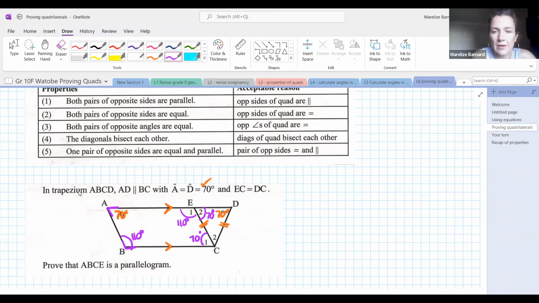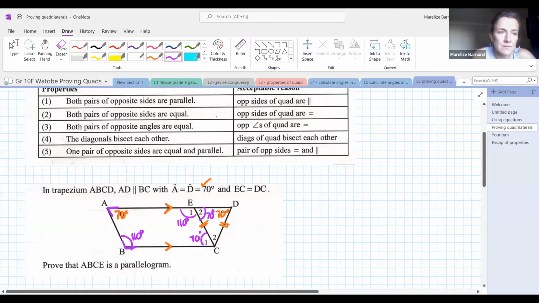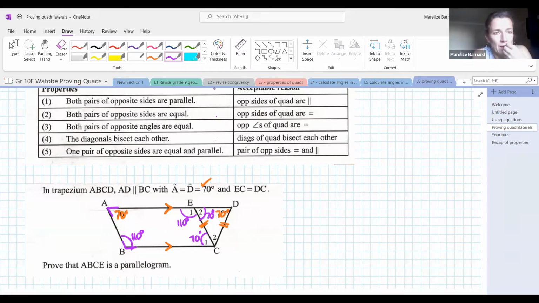Okay, thanks. Right, so do we have enough information yet to say that this is a parallelogram? And if we say it is a parallelogram, which one of these 5 properties are we using? Which one of the 5 have we proved? Go through the list and check. We have not proved that both pairs of opposite sides are equal.